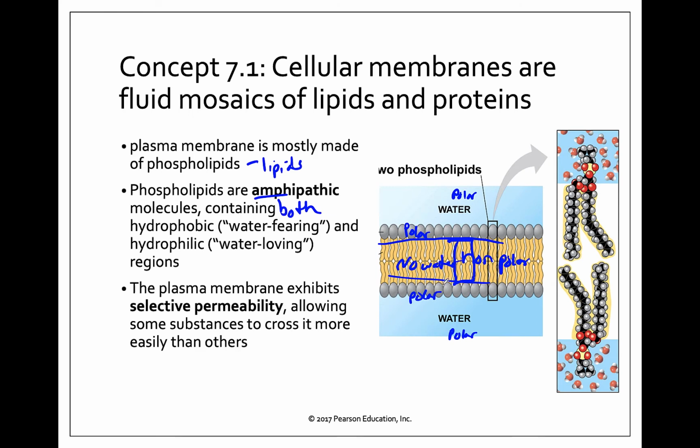The other big characteristic of the plasma membrane is that it is selectively permeable. So permeable means that you would let something through, but it is selective. So some things are going to be able to cross it, and some things are not.